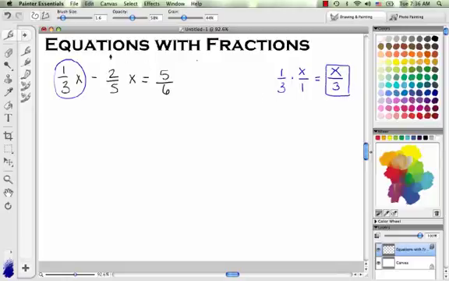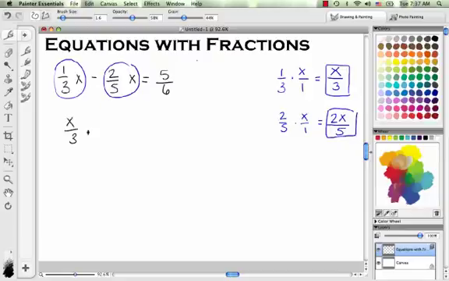And so if we take the second term, 2/5 x, we write 2/5 times x over 1. We multiply across the top. 2 times x is 2x. Put in a fraction line. 5 times 1 is 5. And so we're going to look at this as 2x over 5. Let's rewrite our equation here. x over 3 minus 2x over 5 equals 5/6.